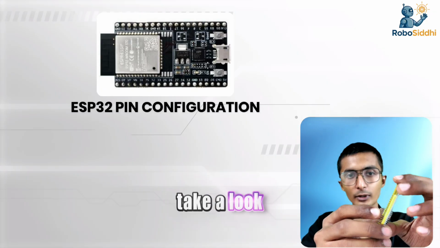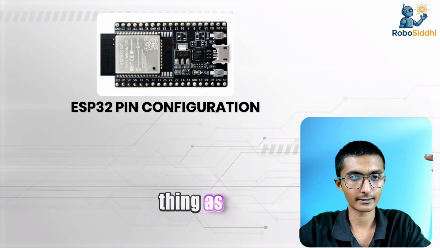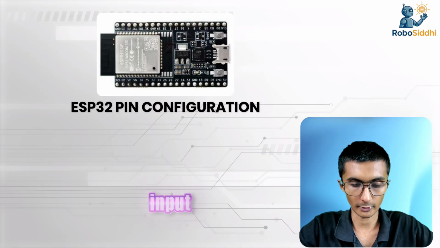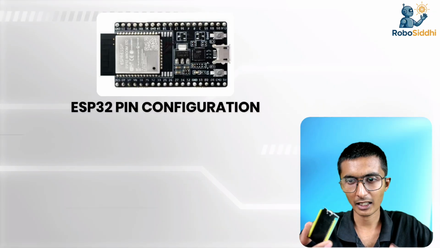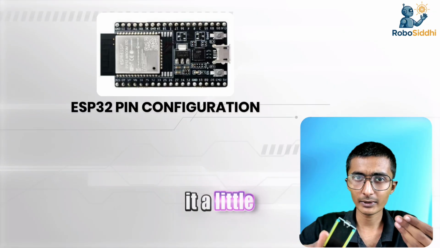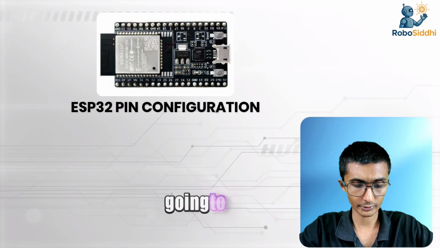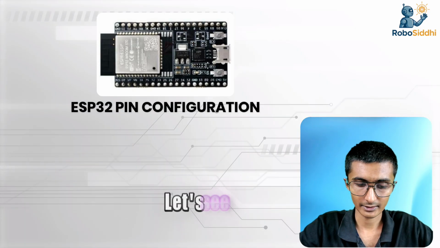But if you take a look at our ESP32, this is our ESP32. There is no such thing as an analog or digital pin. There are GPIO pins, general purpose input and output. How GPIO pins work, how we use them, and how they make it a little bit special compared to our Arduino, in this video we are going to find out and study that. So let's compare it and have fun. Let's see how it works.